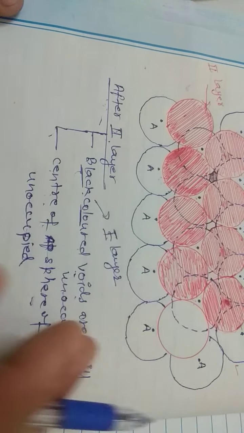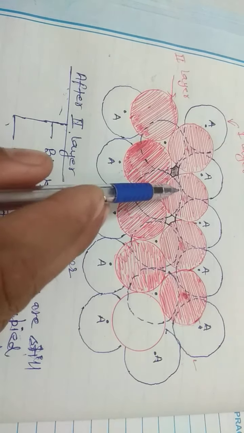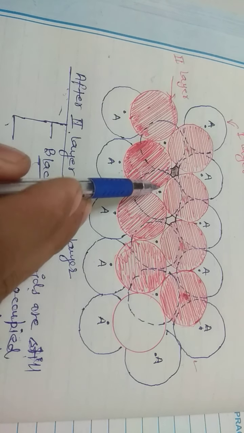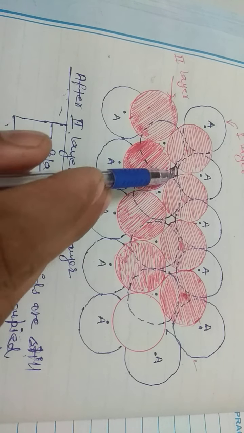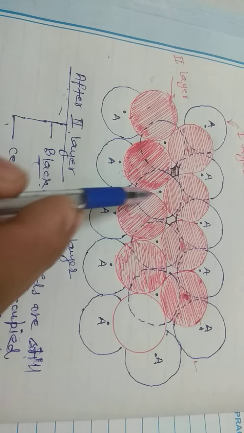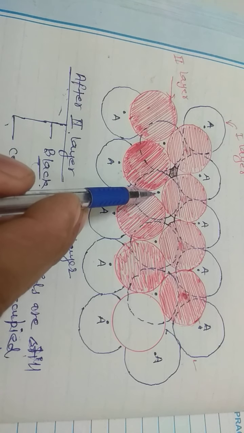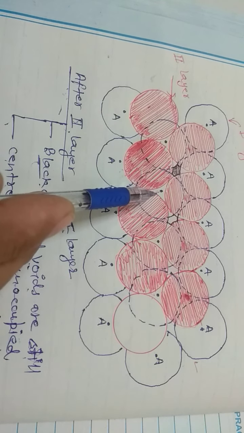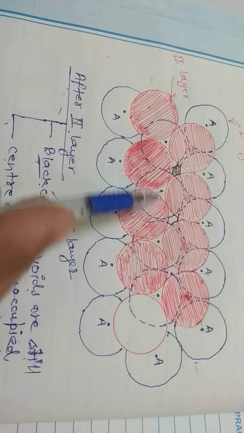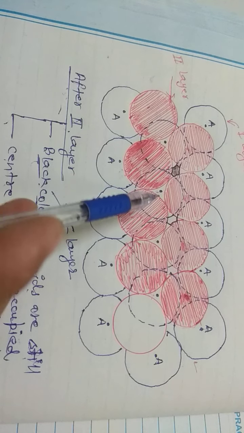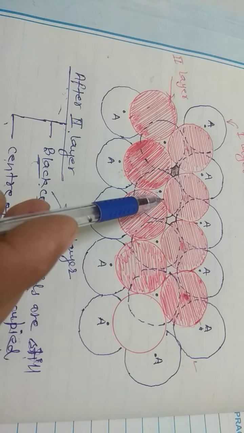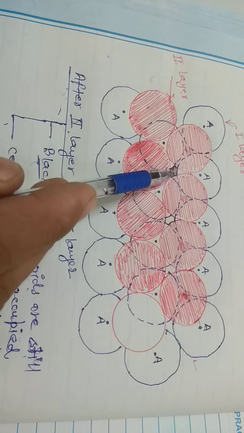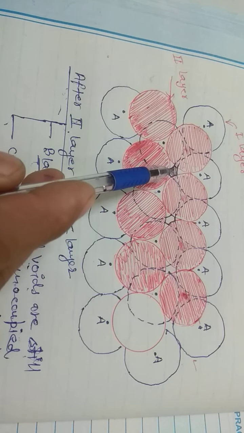You can see here, this dotted sphere is present in the first layer, and this is the center, and these are red particles, and in between the red particles the center of the sphere which is present in the first layer, that is A, is visible. So for the third layer you again have two choices. You can occupy the void whose center is A, or you can occupy the black void.